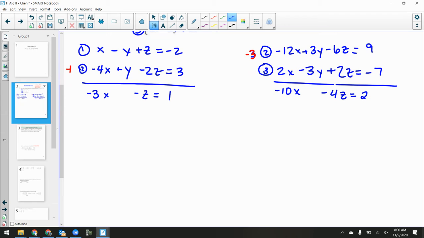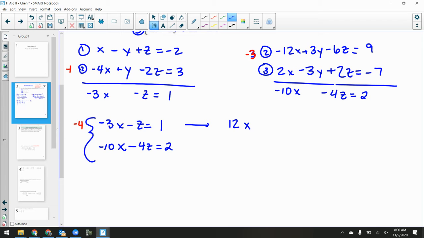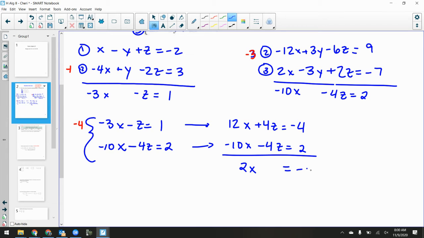So now I have a system of two equations. I've got -3x minus z is equal to 1. I've got -10x minus 4z is equal to 2. Now, let's multiply equation 1 by -4. Right, that will get me a +12x, a +4z is equal to -4. And regular old equation 2 here, -10x minus 4z is equal to +2. And now I add down. I got a 2x is equal to -2. So x is -1. Did we all get x is -1? Hopefully. Cross your fingers.